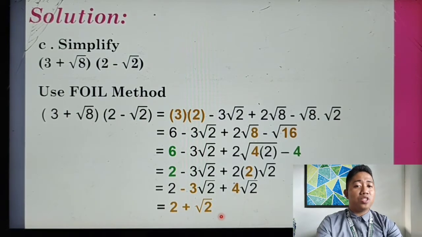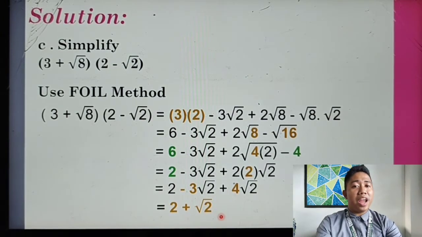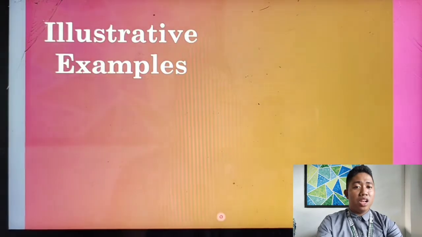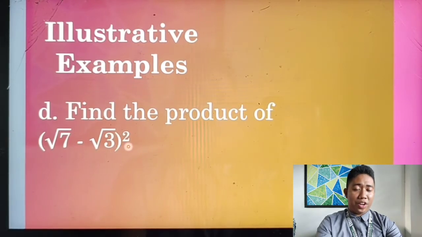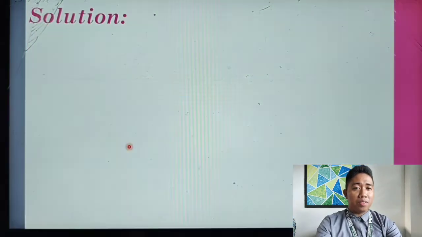So my dear friends, students and viewers, let's move on to our next example. For letter D, you will be going to find the product of the quantity of square root of 7 minus the square root of 3 squared. So to simplify this product, or the square of the binomials that contain radicals, here is the solution.